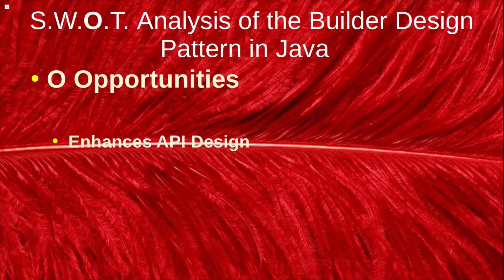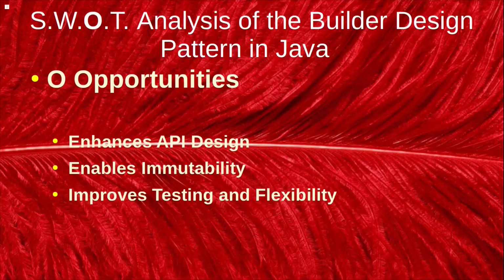O. Opportunities. Enhances API design. Helps create fluent APIs that are easy to understand and use, boosting developers' experience. Immutability. Supports creation of immutable objects, making code safer in multi-threaded environments. Improves testing and flexibility. Allows unit tests to easily configure test objects with specific combinations of parts.